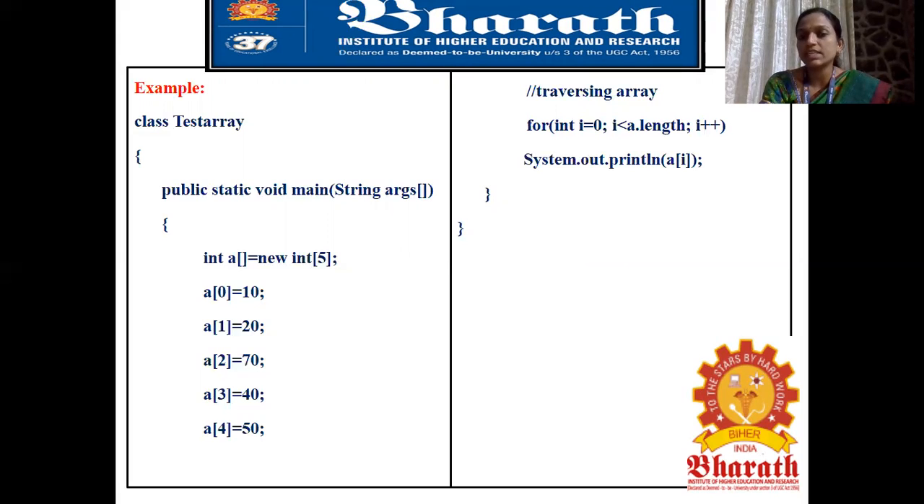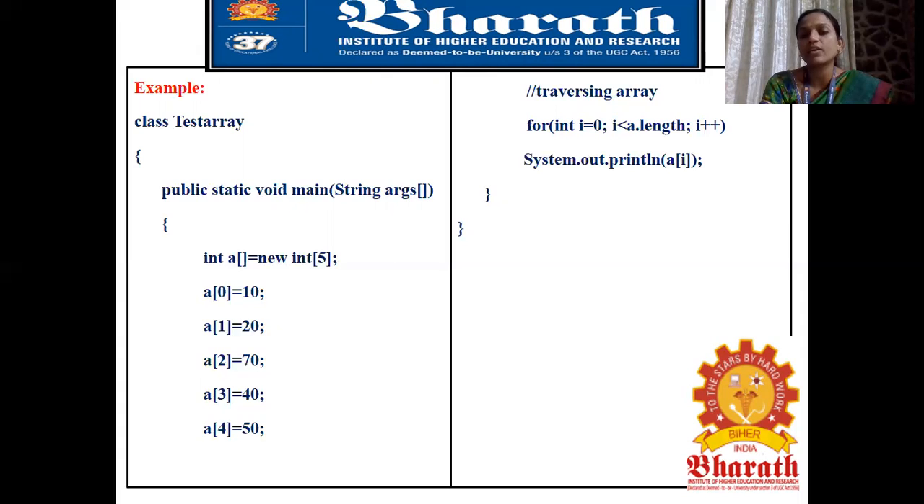Next, what is the condition here? i less than a.length. What is a? a is the array name. What is the length of the array? 5. Then i++. What is the i value? 0. 0++ means 1. So we have checked one condition: is it true or false? The condition is true, that means 0 is less than 5. So if the condition is true, it will display the value. So what value do we want to display?